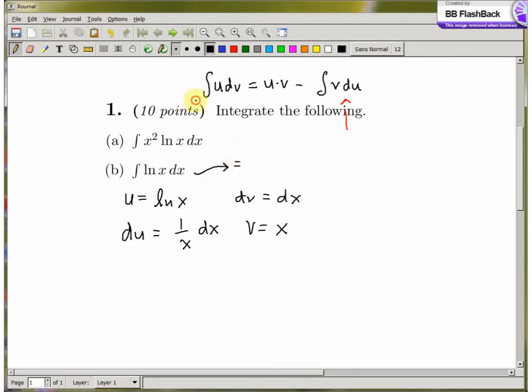So now let me use the formula here. So u times v, that's going to be x natural log of x. And I'm going to take away the integral of this bottom line, right? So notice I'm going to do it all in one step now. I'm going to multiply du times v, right? And it's 1 over x times x, so they cancel, and what gets left is dx. And so the answer is x natural log of x minus x plus c.